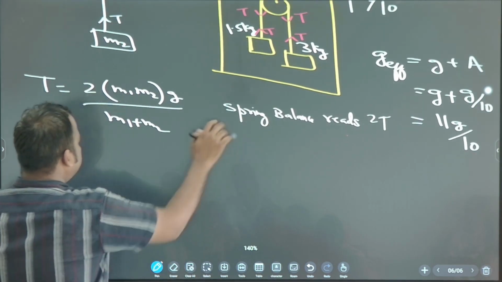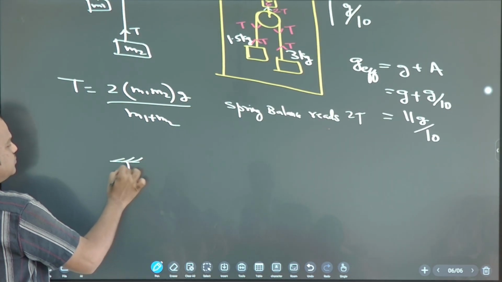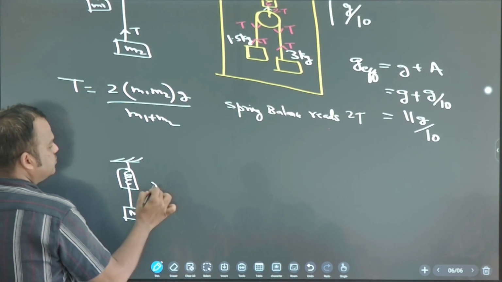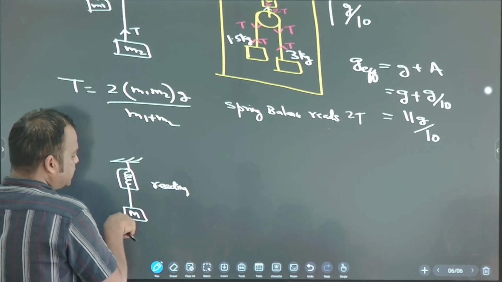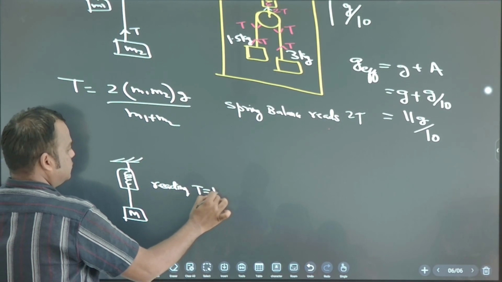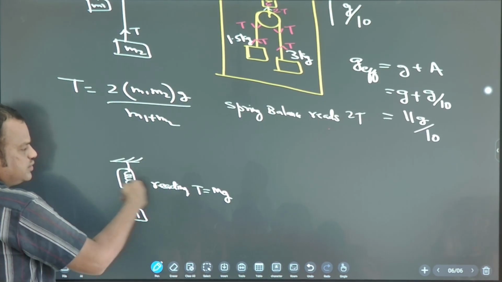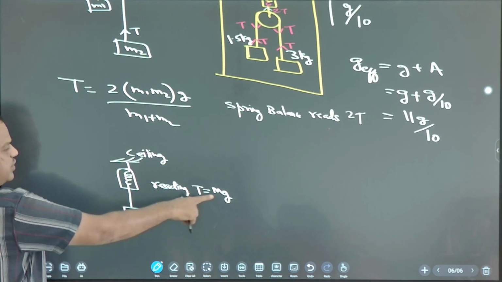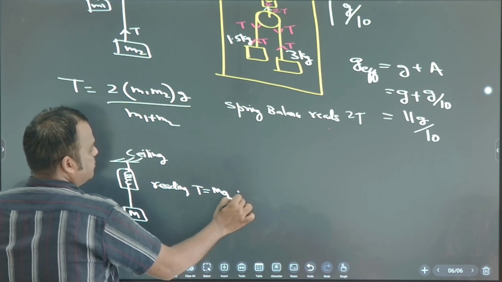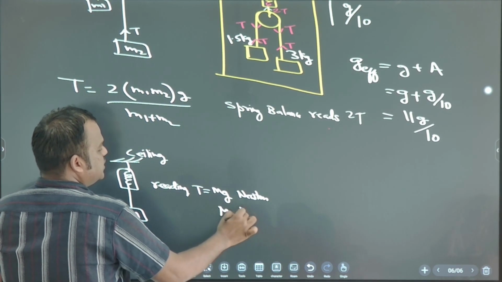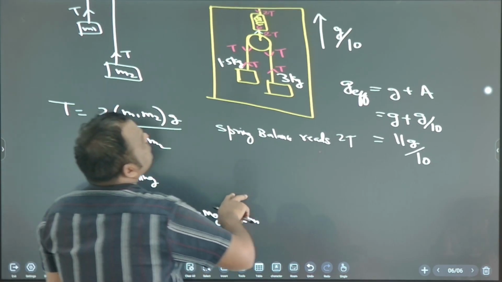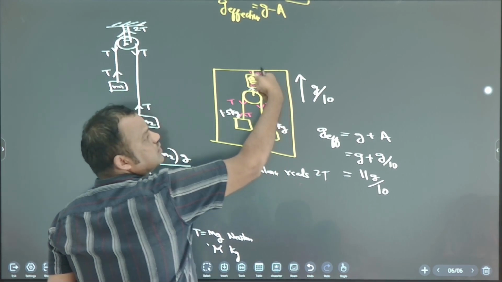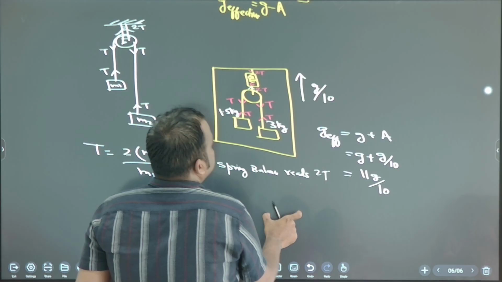If you have a spring balance like this, suppose this is the spring balance and one block is there. Now what is the reading of this spring balance? What is the tension here? Mg. So this will read mg, correct? This is the ceiling. So this spring balance will read mg, in Newton or M kg. Now come here. So this spring will read the tension in this string. So what is the tension here? 2T. And T, how to calculate T?